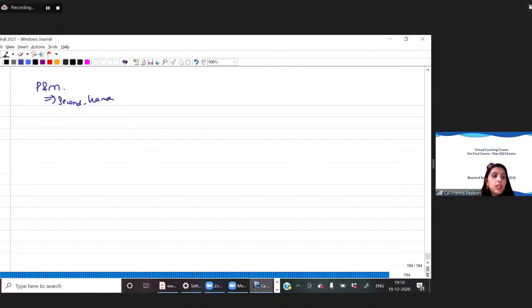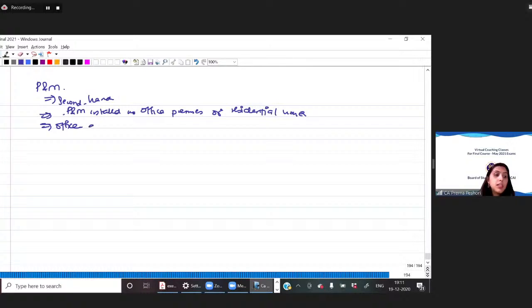Right? Any machinery or plant installed in office premises or residential house, office appliances like computers.